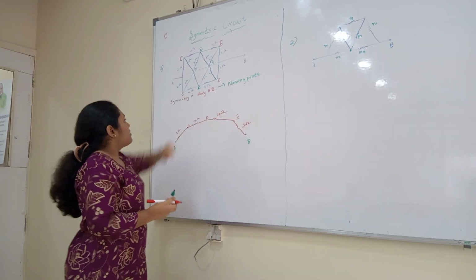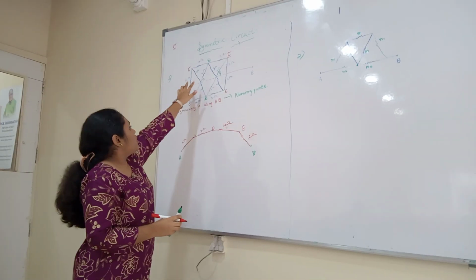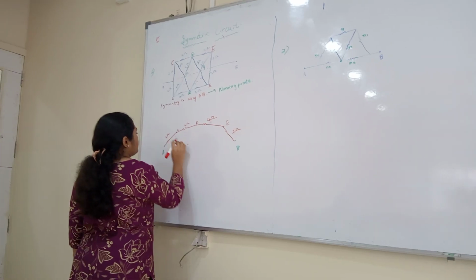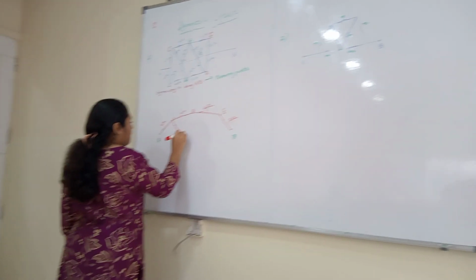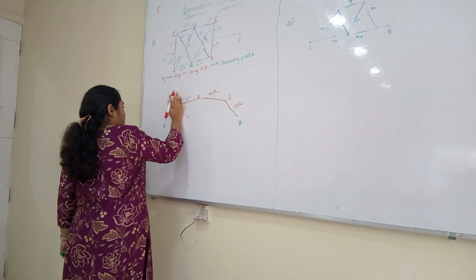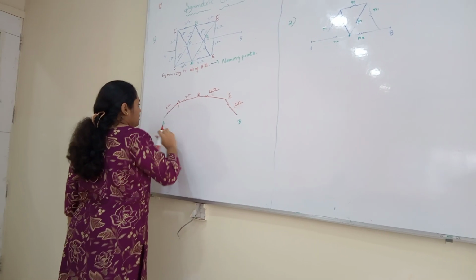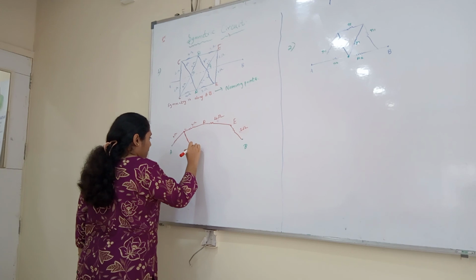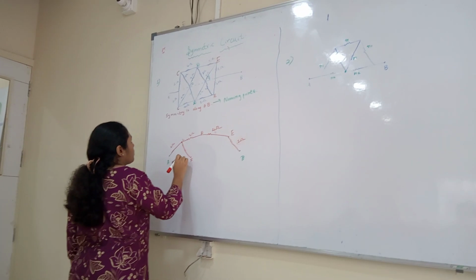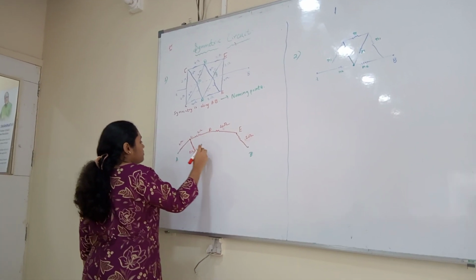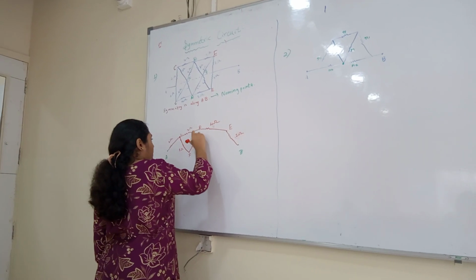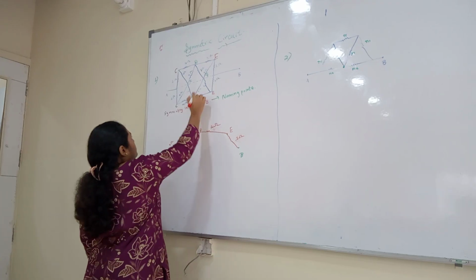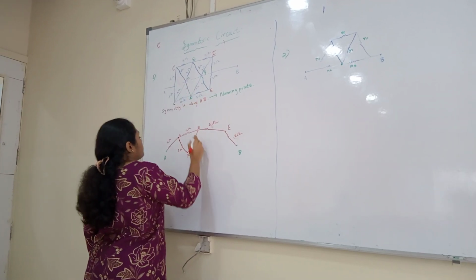Next F point. So in F point there are 2. Let's make F point here. One ohm. Between F and D, 1 ohm.